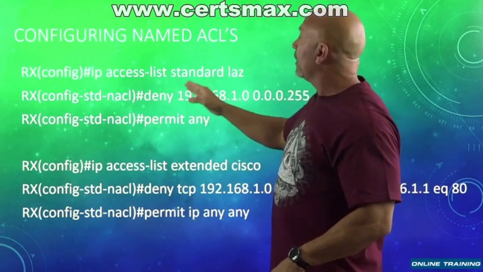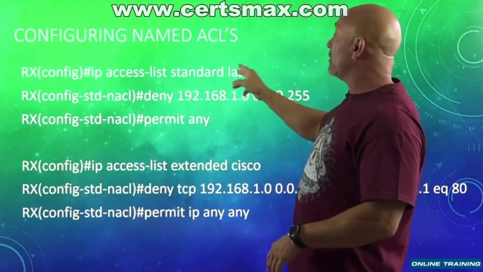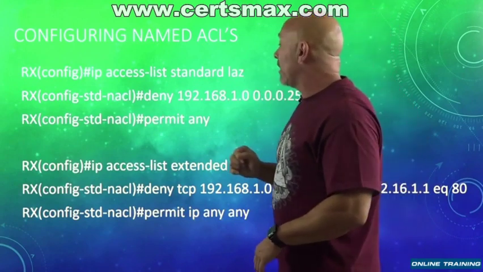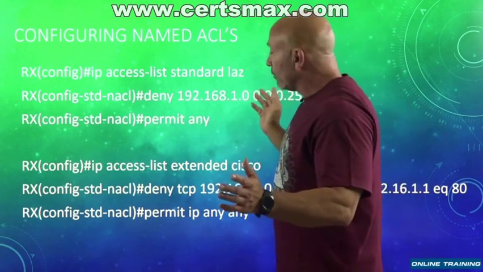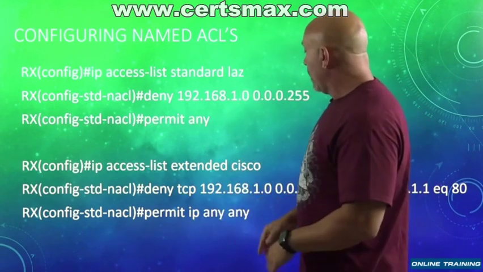IP access list standard. I'm going to create a standard access list called LAS. What do I want to do with that standard access list? Well, I want to deny that network and then permit everything else. All the rules still apply, right?